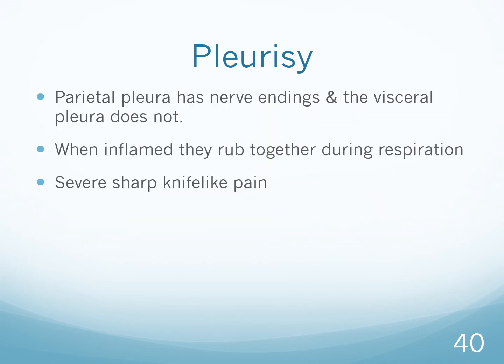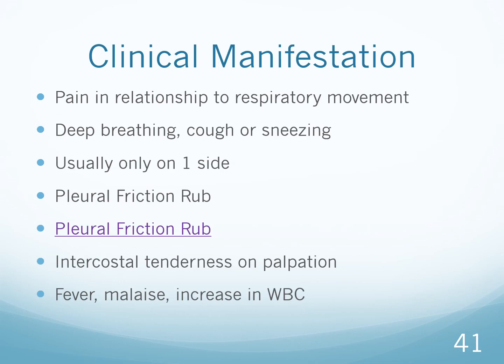Unfortunately, the parietal pleura has nerve endings and the visceral pleura does not. So when inflamed, they kind of rub together during respirations and it makes a very, very sharp knife-like pain. It almost feels like a stabbing pain. Clinical manifestations of pleurisy include pain in relation to respiratory movement. Deep breathing, coughing, or sneezing is painful, usually only on one side.